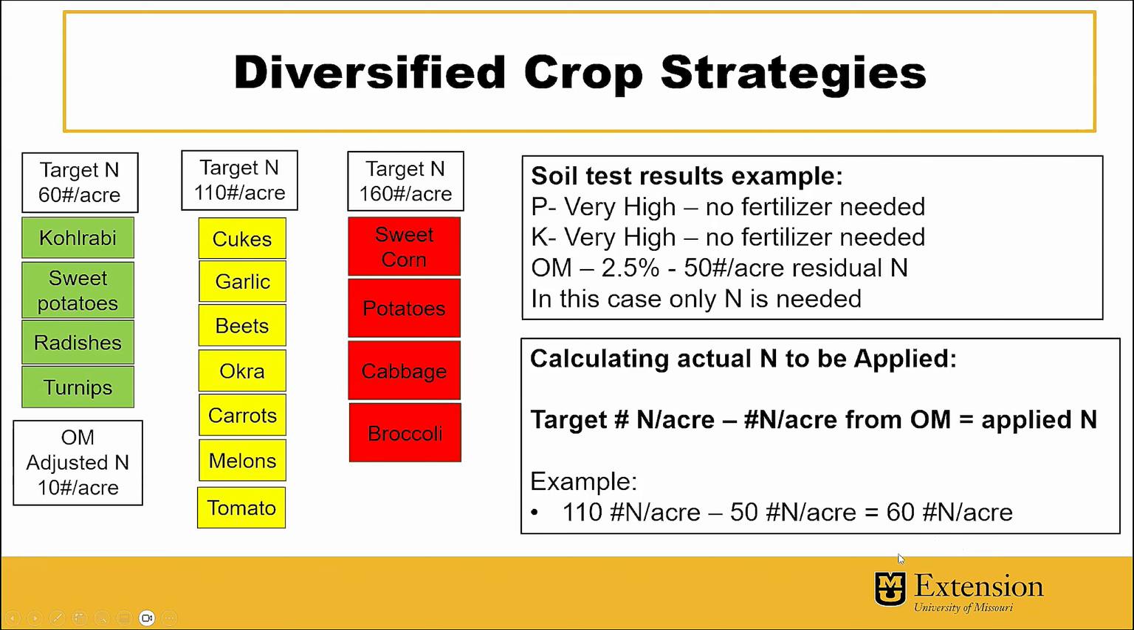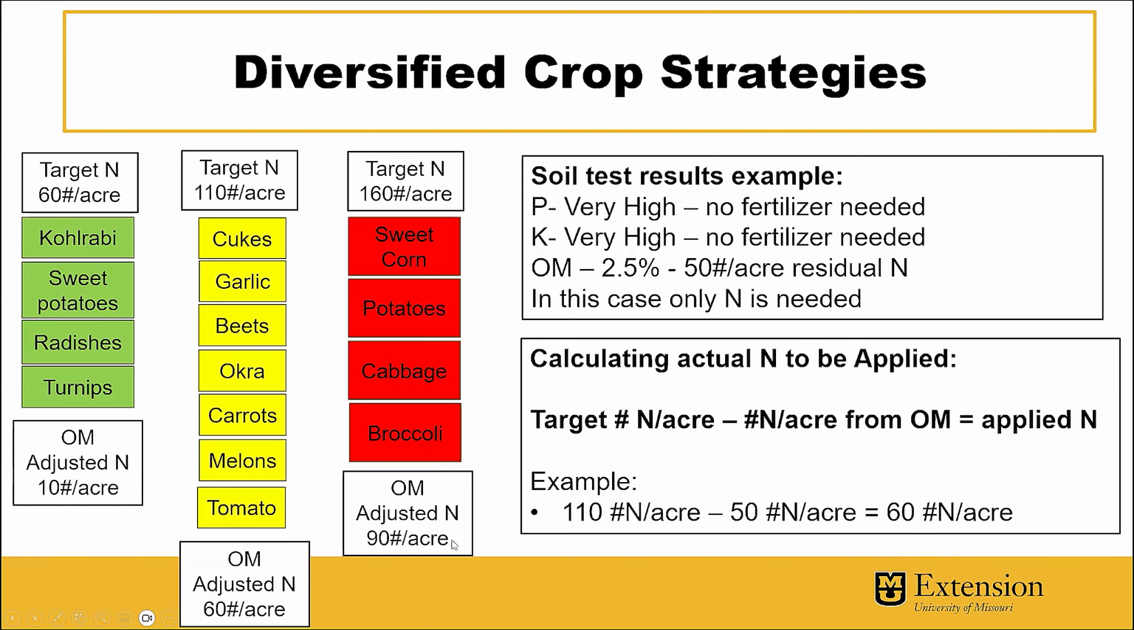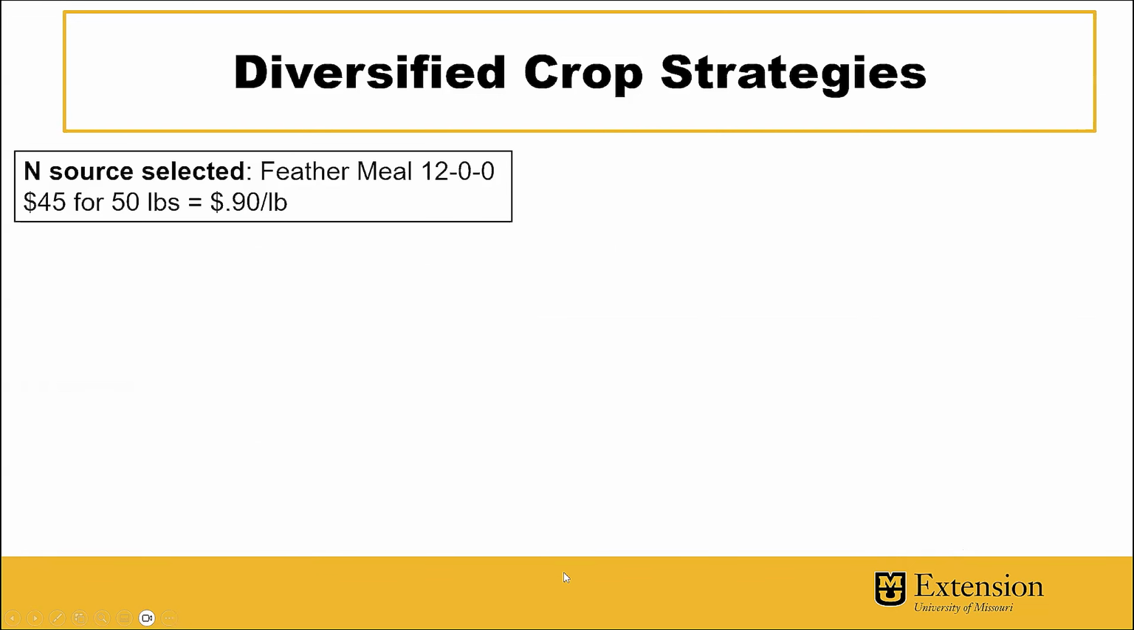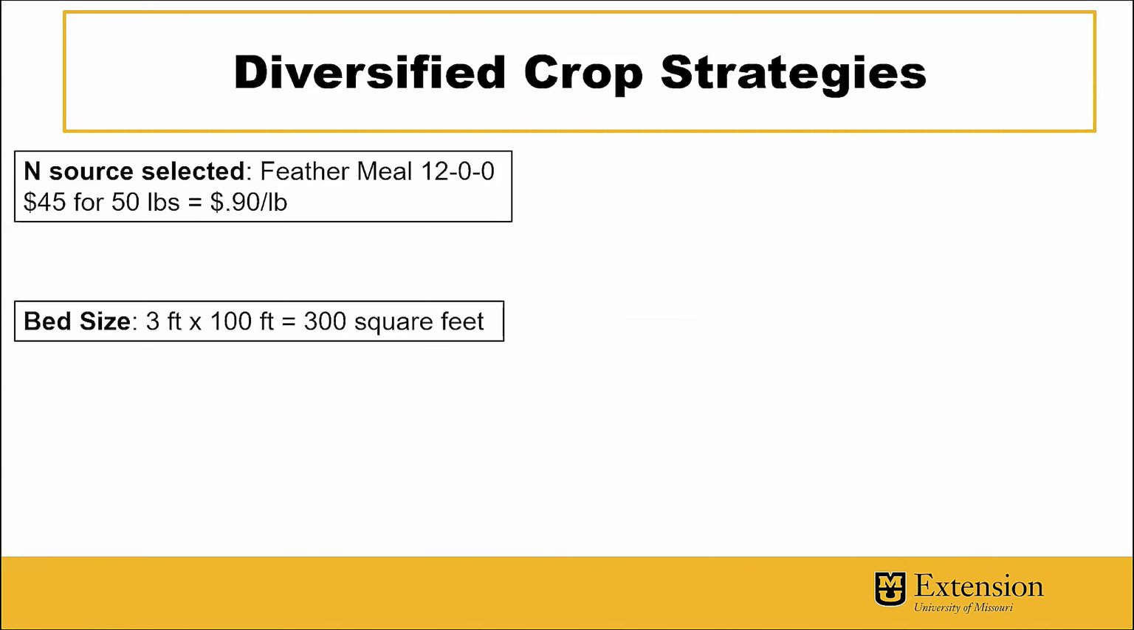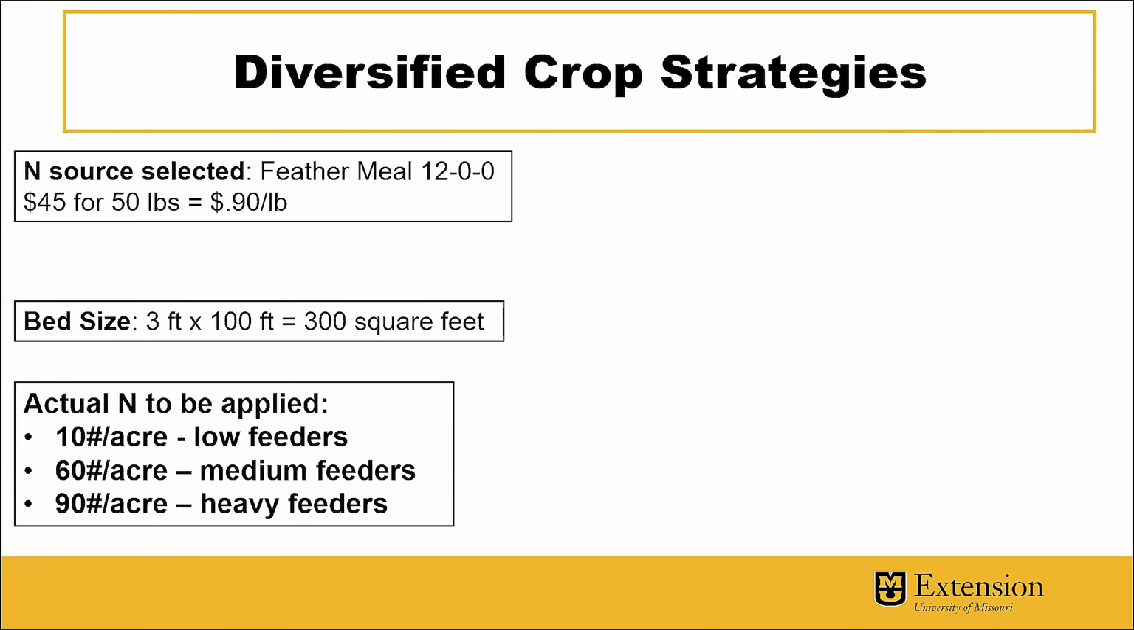So when we adjust the nitrogen recommendations for the organic matter, we only need 10 pounds of nitrogen for the low feeders, 60 pounds for the medium feeders, and 90 pounds for the high feeders. So let's say we're going to use feather meal, which is a high nitrogen organic fertilizer, as our choice. So it's 45 bucks for 50 pounds, so that's 90 cents a pound. And our bed sizes are 3 by 100 feet, so that's 300 square feet. And the actual nitrogen we need to apply to these different feeder levels is listed there.